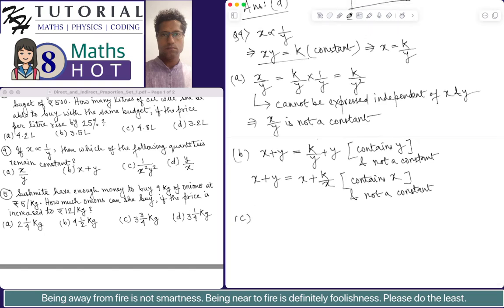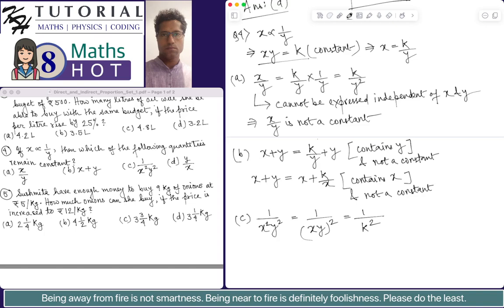Choice C is 1 by x square y square. Now this is equal to 1 by xy whole square. Since x and y are inversely proportional to each other, we know that xy is a constant, and we have already assumed that the product xy is the constant k. So we can say that 1 by xy whole square is 1 by k square.